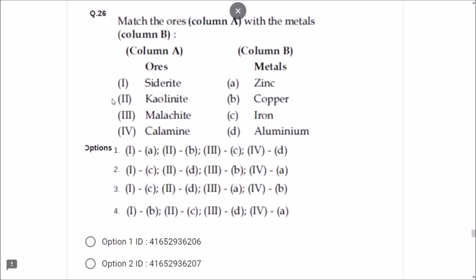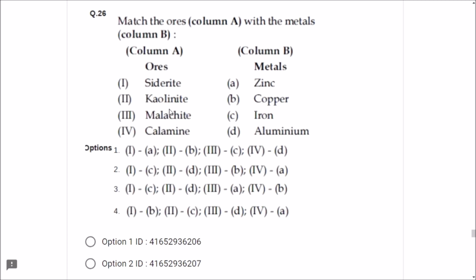Column A shows some ores and column B shows some metals. Siderite is the ore for iron. Let us see the options. 1 belongs to C. Yes, options 2 and 3 show 1 belongs to C.